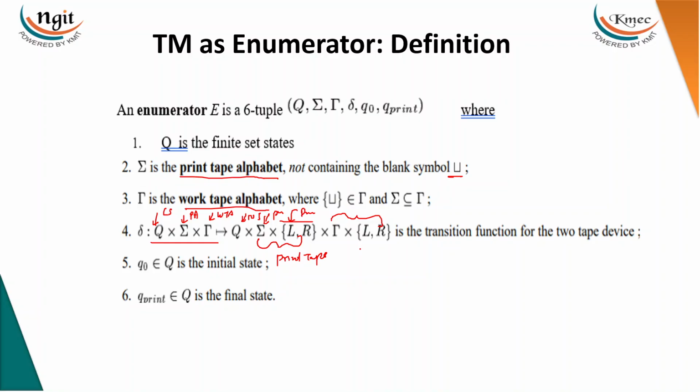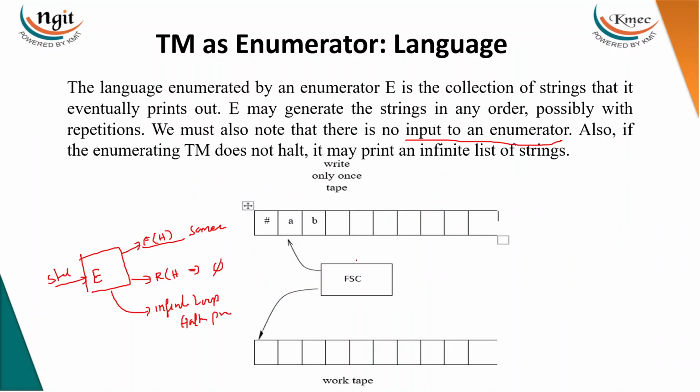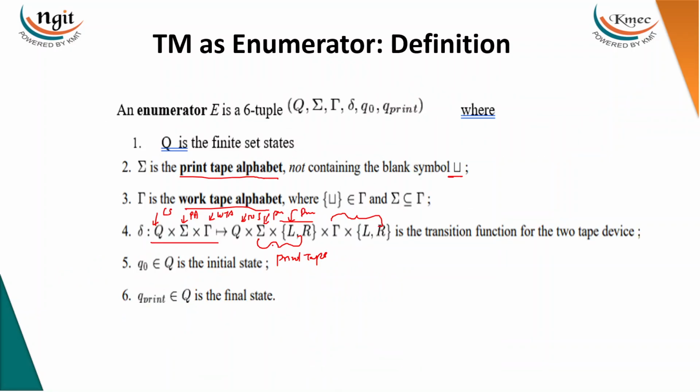So this will have two types of device, because we have the print type and also the work type. You have to mention what we are doing with this print type and with this work type, and which direction you are moving. Those two things you have to specify here, right? And of course Q naught is nothing but the initial state, and Q print is the final state. If you reach that, then it is going to give you the output, right?